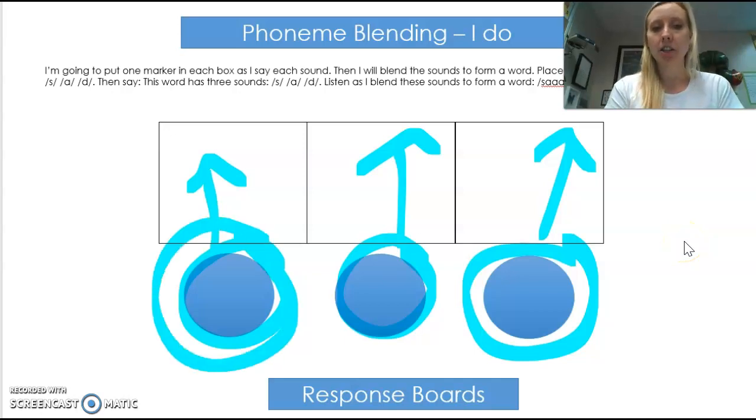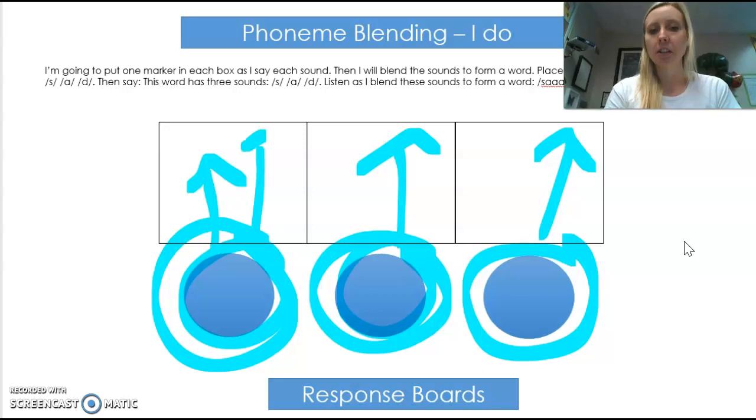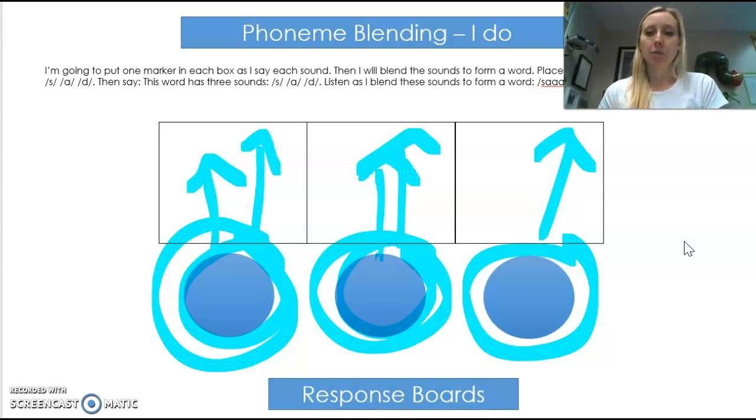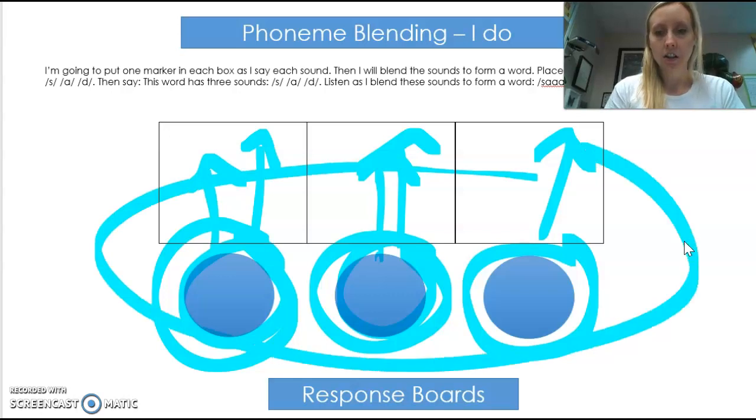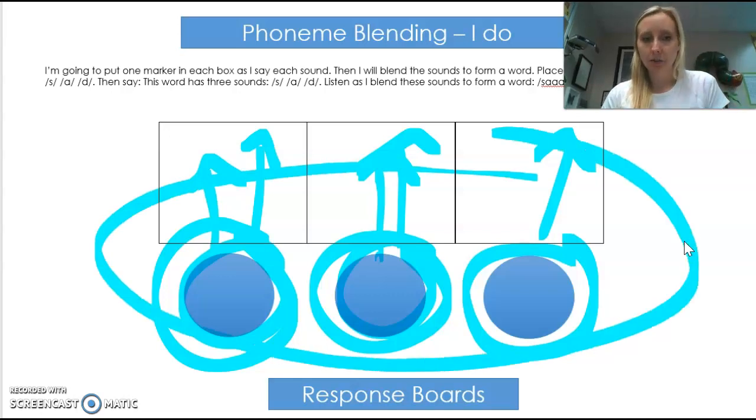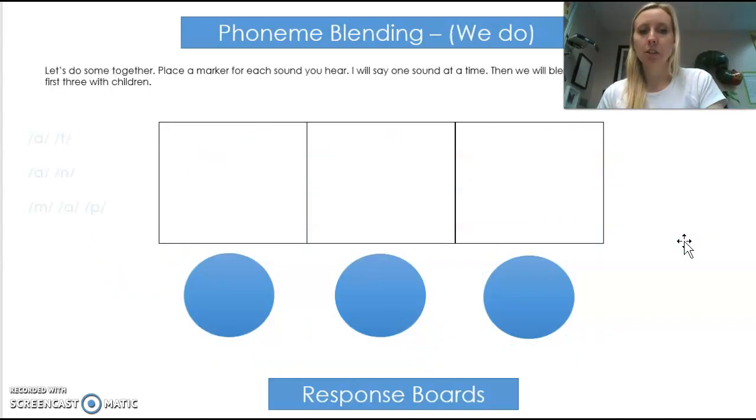So they use markers, these are markers, and then they put the marker in for each sound. So if I have the word sad, there would be s, a, d, 3 markers. We don't have markers with us right this second, so we're going to do it with our fingers. I will say a word and we'll make the sounds together.